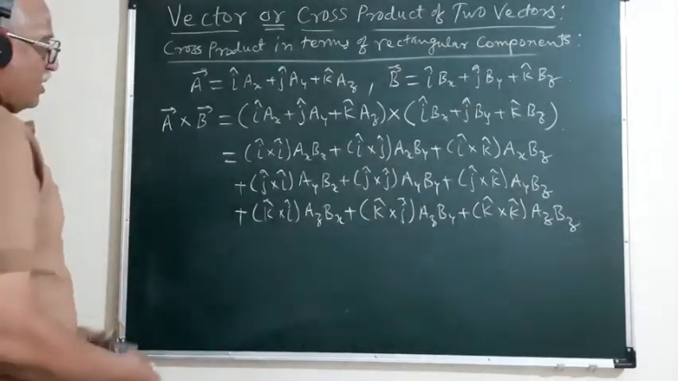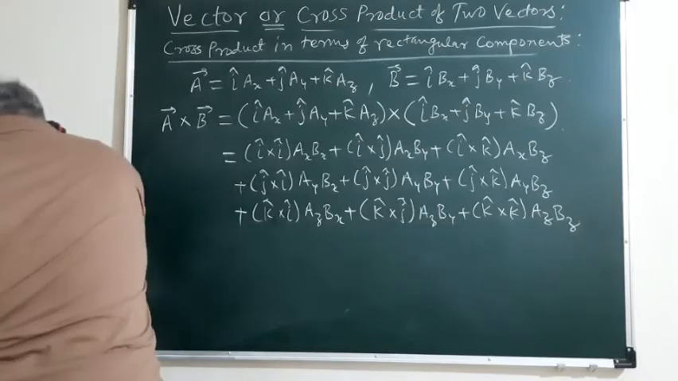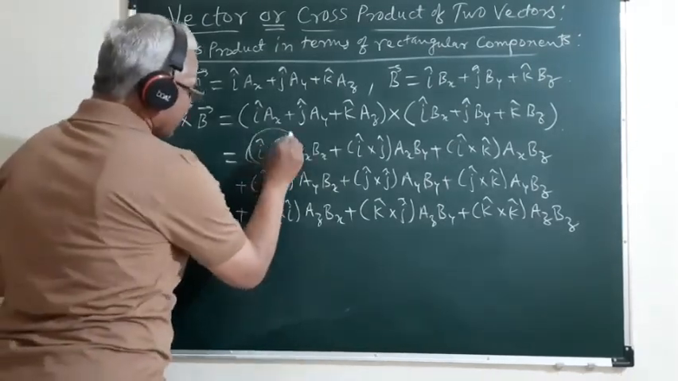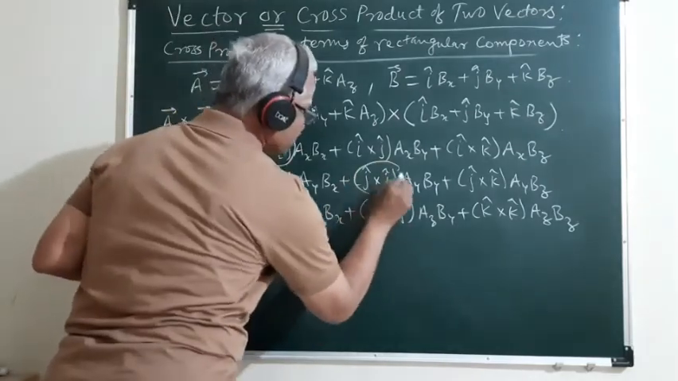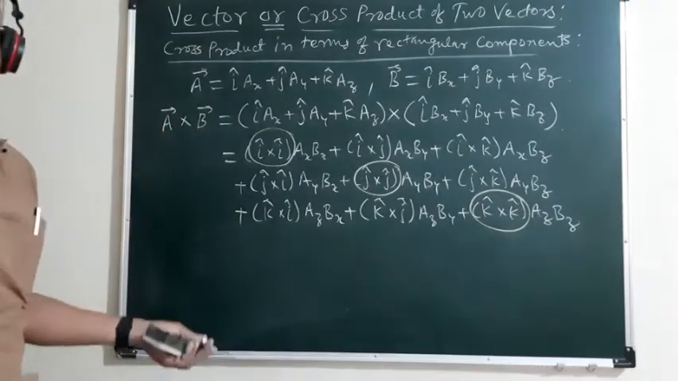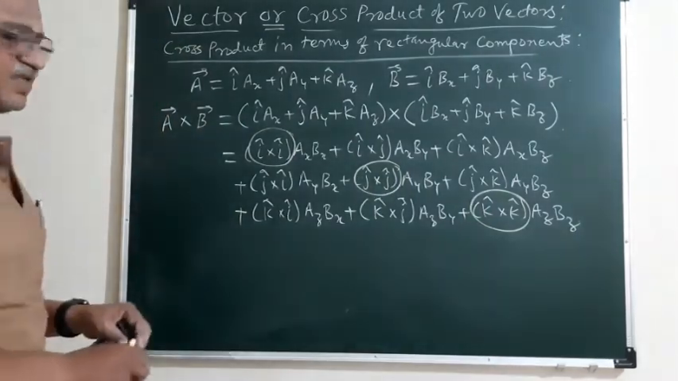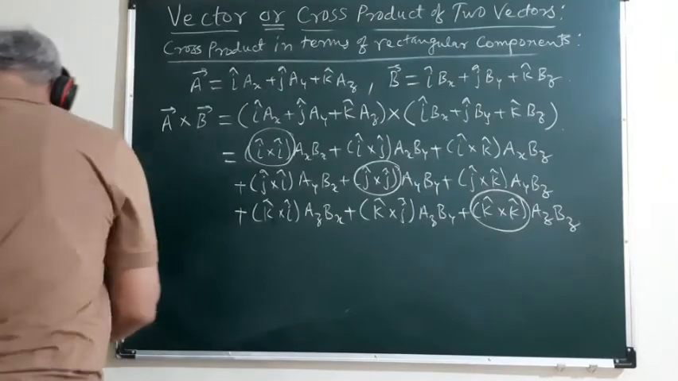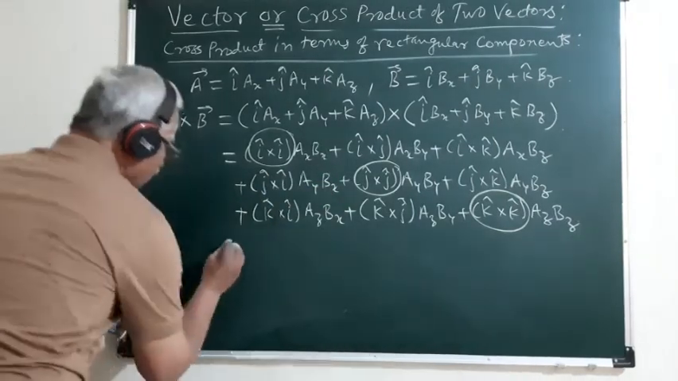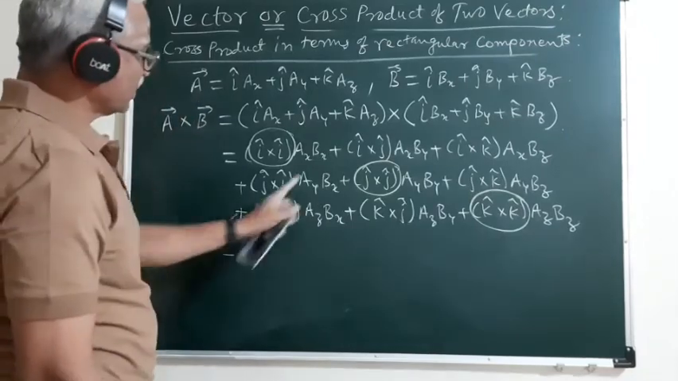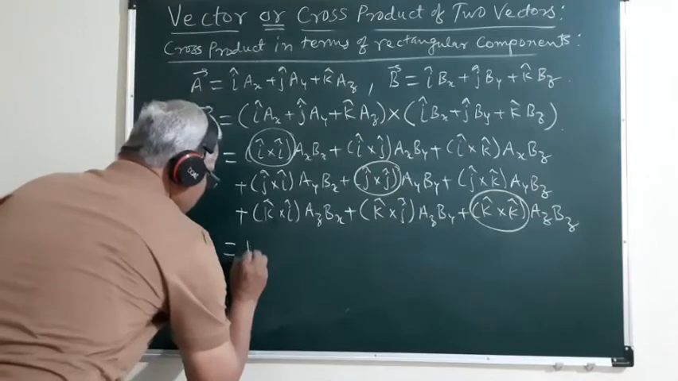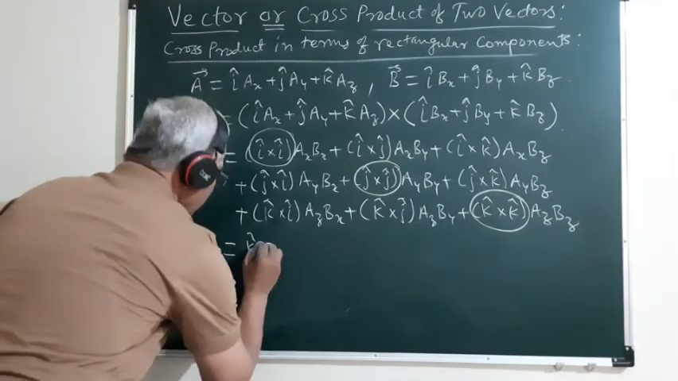Here, these three terms, i cap cross i cap, j cap cross j cap, and k cap cross k cap will be equal to 0 because it is the self cross product of the unit vector. So these terms will vanish or will become 0. So we can express this cross product as i cross j we know is k, so it is k cap ax by.